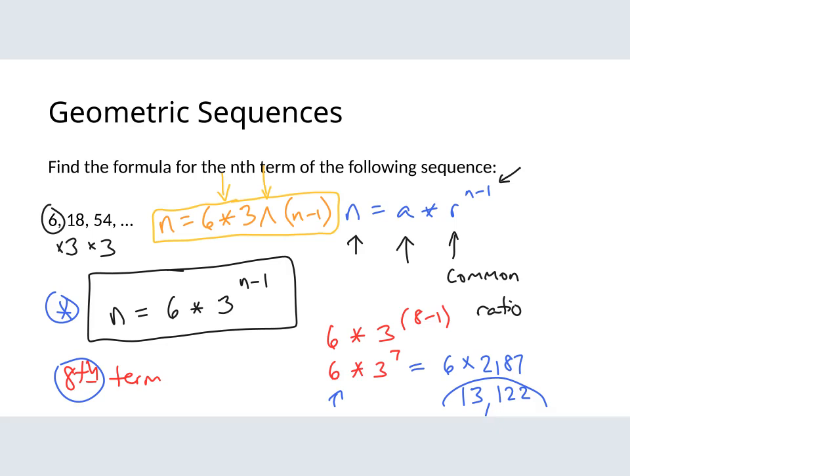6 times 3 raised to the n minus 1. So that's arithmetic and geometric sequences and writing formulas for them. Now we're going to do a little more practice with some sequences. Here's what I mean.